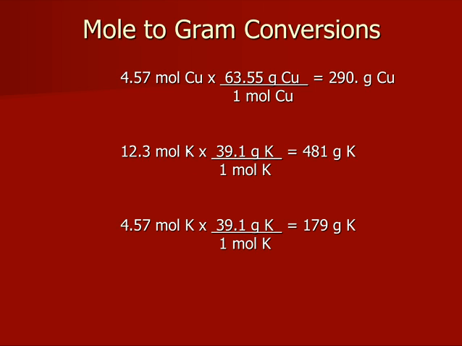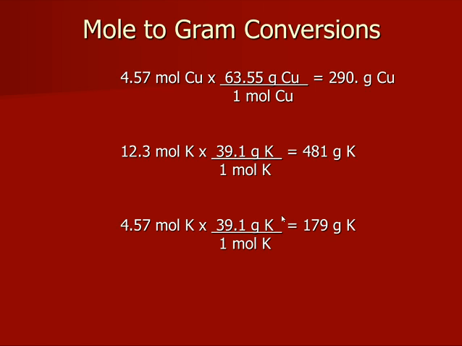Down here, I have chosen to use potassium again, but also the number of moles that is equal to the 4.57 in the first example, because I want to illustrate something. So again, after I've set up my conversion here, 1 mole of potassium is 39.1 grams of potassium. Moles cancel, the unit being in grams left over. The math tells me that I need to multiply 4.57 and 39.1. My answer will be 179 grams of potassium.